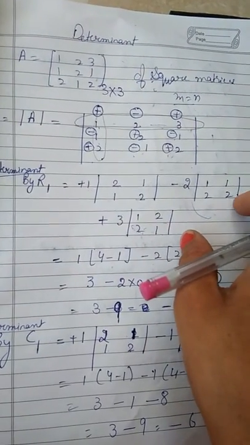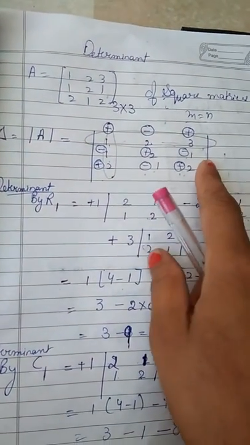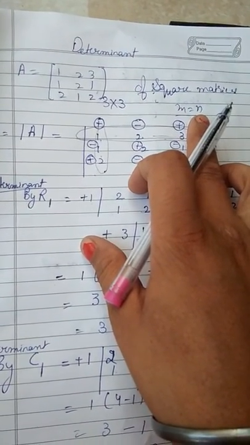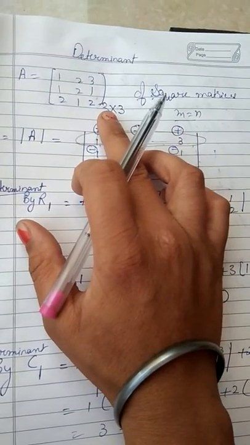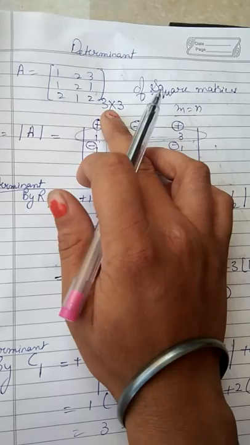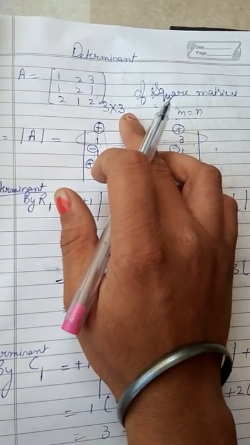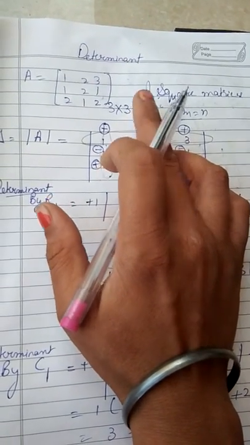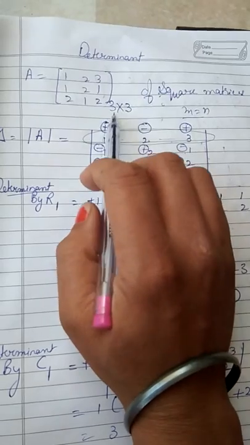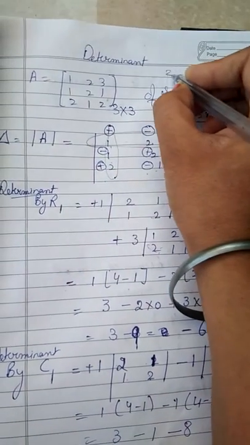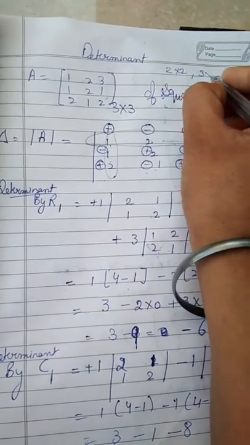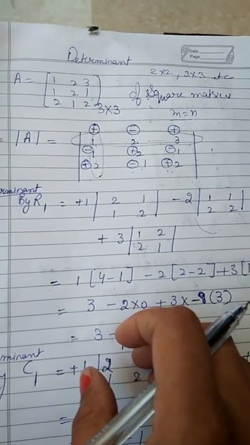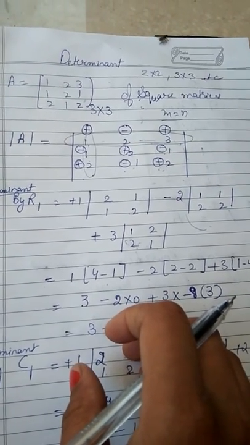Now let us learn how to find the determinant of a matrix. Before this, it is very important to know that we can find the determinant only of square matrices. In the previous video, I discussed the types of matrices, including square matrices and rectangular matrices. So we can find the determinant only of square matrices. Square matrices means 2 cross 2, 3 cross 3, etc. Such type of matrices. Now it is very easy to find the determinant of 2 cross 2 matrices.